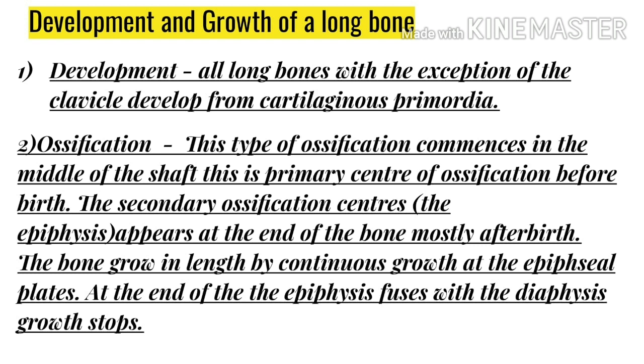This type of ossification commences in the middle of the shaft. This is the primary center of ossification before birth. Before birth, the primary center of ossification is the shaft, and after birth the secondary ossification center takes place at the epiphysis. The bone grows in length by continuous growth at the epiphyseal plate. At the end, the epiphysis fuses with the diaphysis and growth stops.